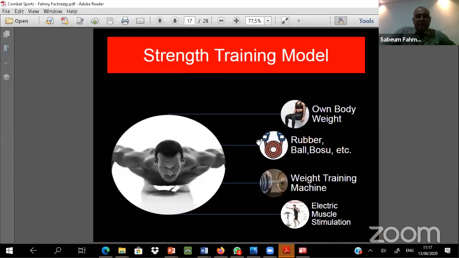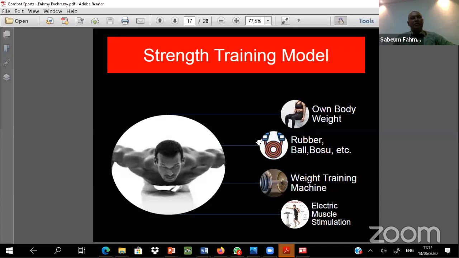Okay, the next are the four training models. Number 1, on body weight. On body weight, I mean my body. I mainly train with my body only, no dumbbell and nothing else. And number 2, with simple equipment like rubber bands. Rubber is very popular now. Bosu, Swiss ball, and others.